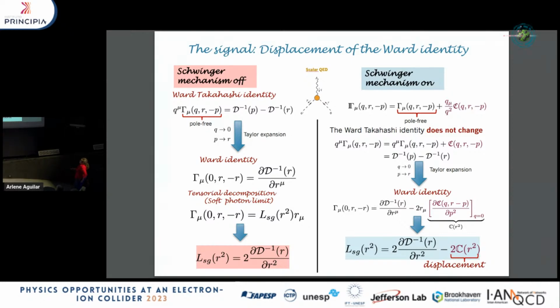So what happens is the following. My form factor is going to be corrected by the displacement. So the lattice, if lattice can compute this, is going to see the signal of this displacement in the form factor. Okay? Is this what you are going to be looking for?